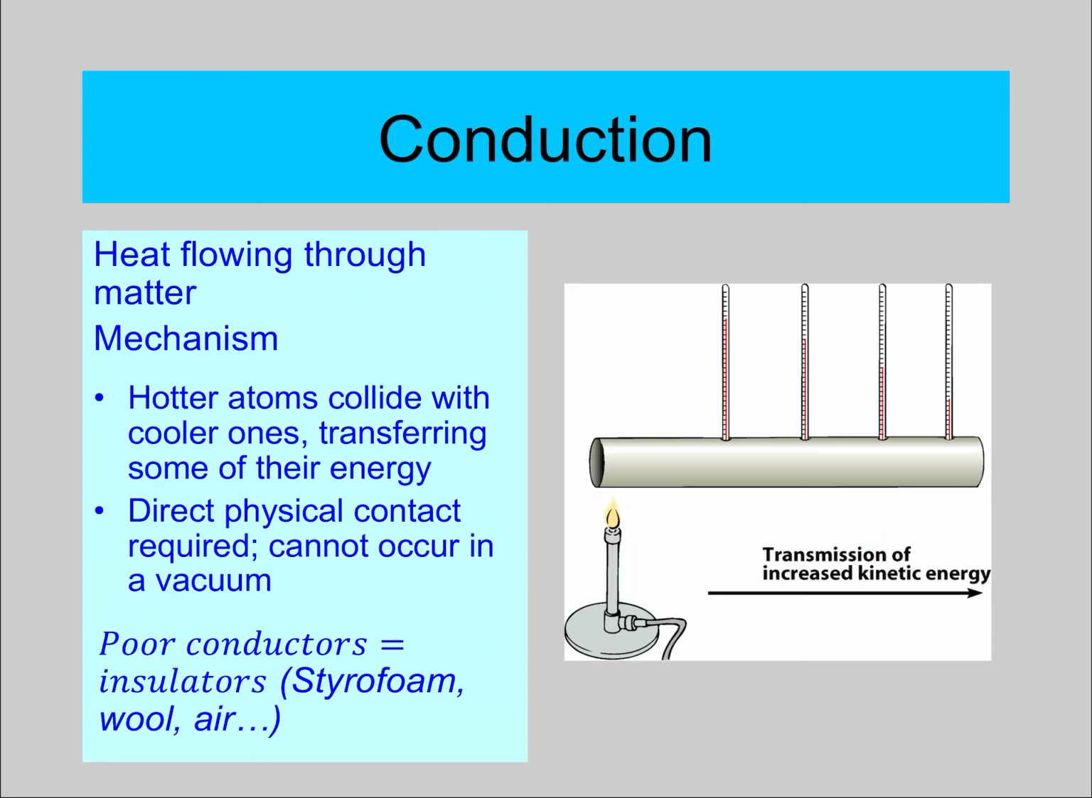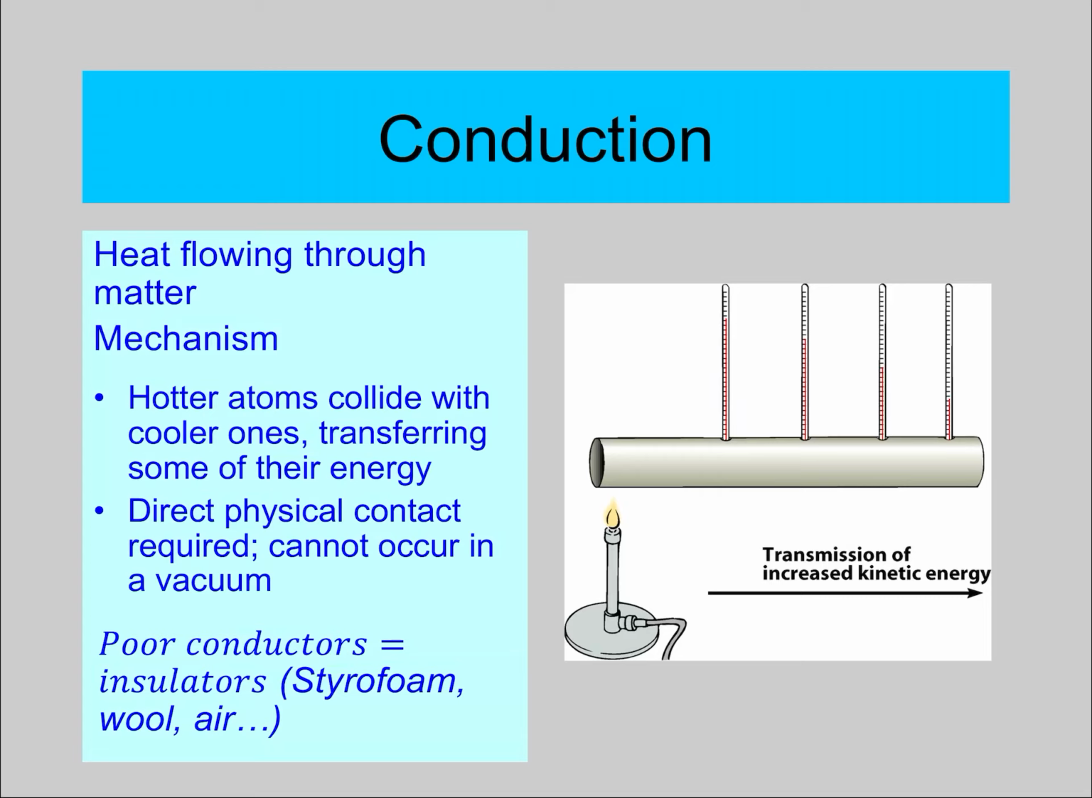It's like tag, or like the wave. Direct physical contact is required, so they can't transfer heat unless they collide with each other. Therefore, it cannot occur in a vacuum, meaning it doesn't happen in outer space. Now, the rule is that something must be a good conductor. These are things like metals. Poor conductors are going to be insulators, so they're not going to conduct heat well. So styrofoam, air, wool, glass.